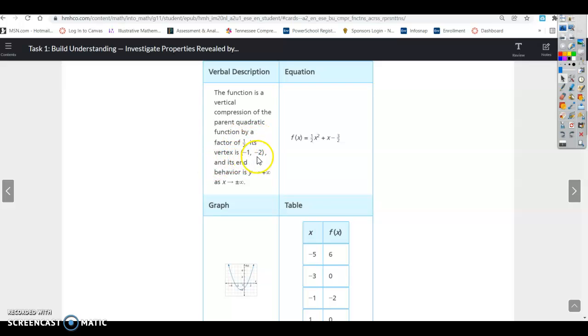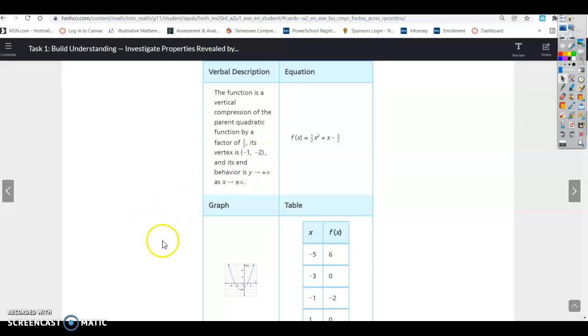Its vertex is (-1, -2), and its end behavior is y approaches infinity as x goes both to the left and the right. So if y goes to infinity, that means my parabola goes up. It turns up, and it has a vertex, a lowest point, a minimum value at (-1, -2), and it's a compression. So that would make it easy to identify several key characteristics. The axis of symmetry would be x equals -1. Your vertex would be (-1, -2).